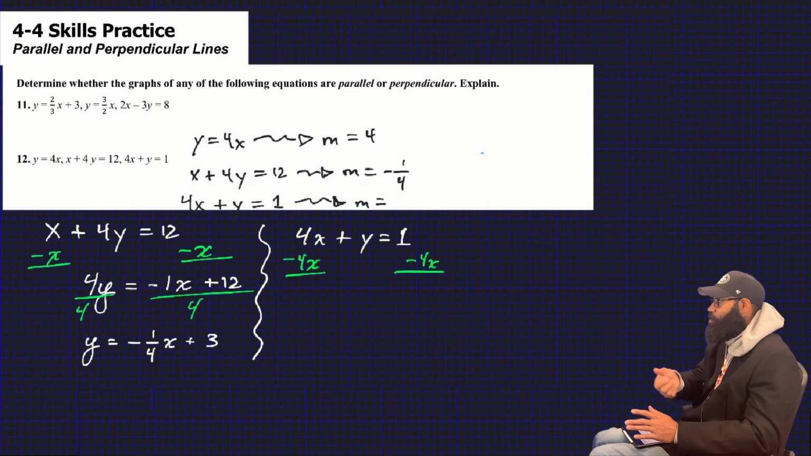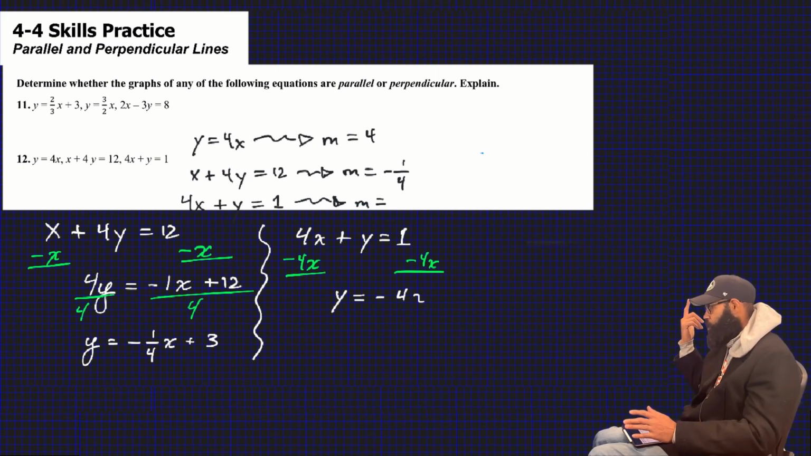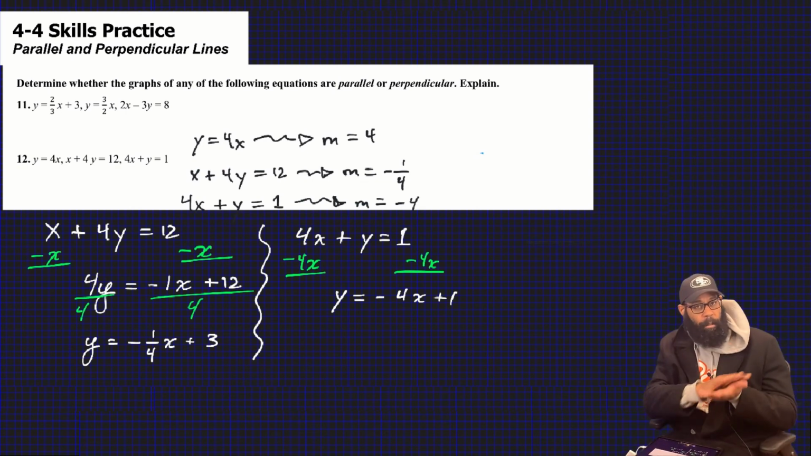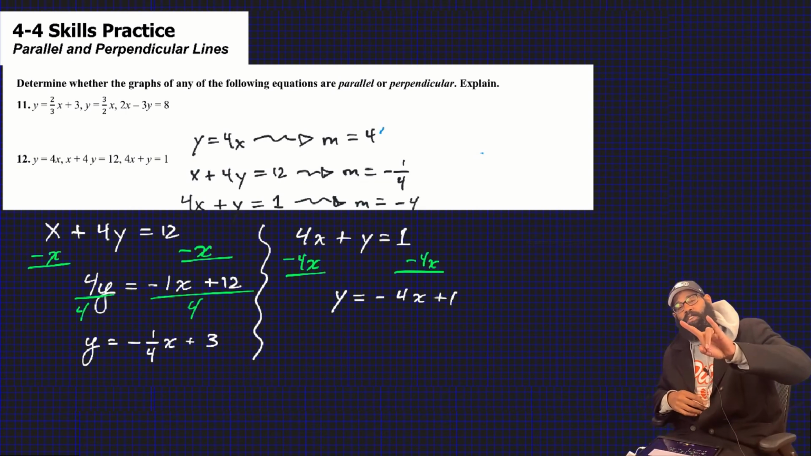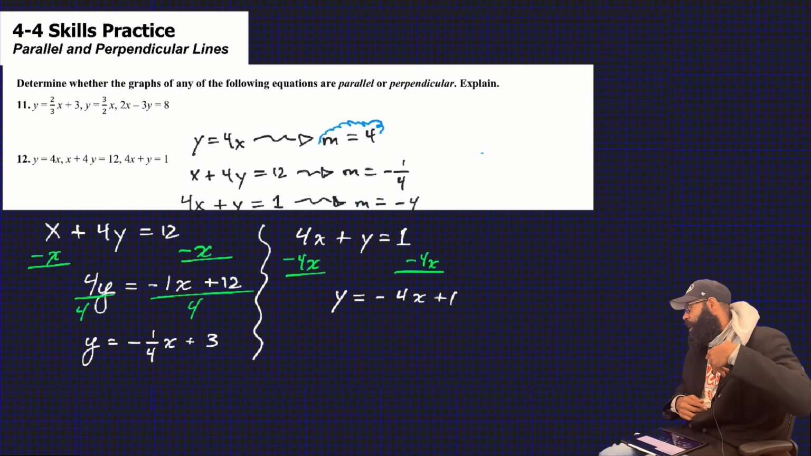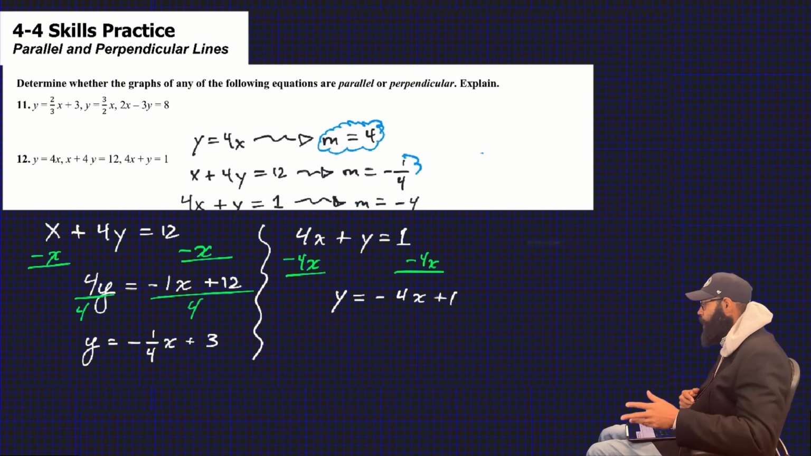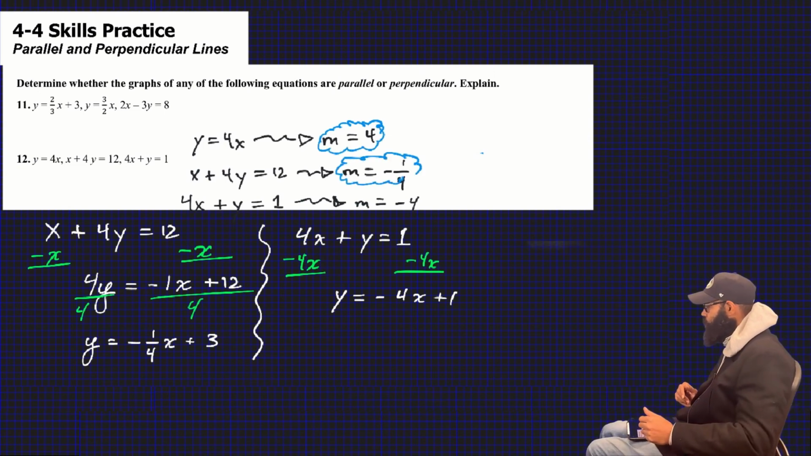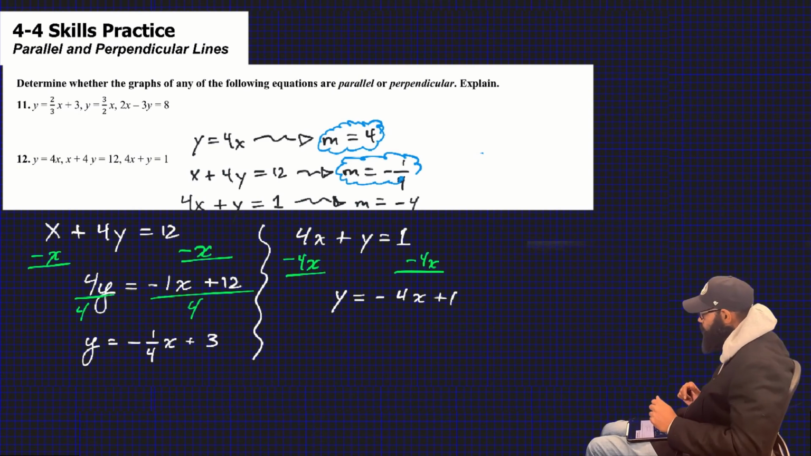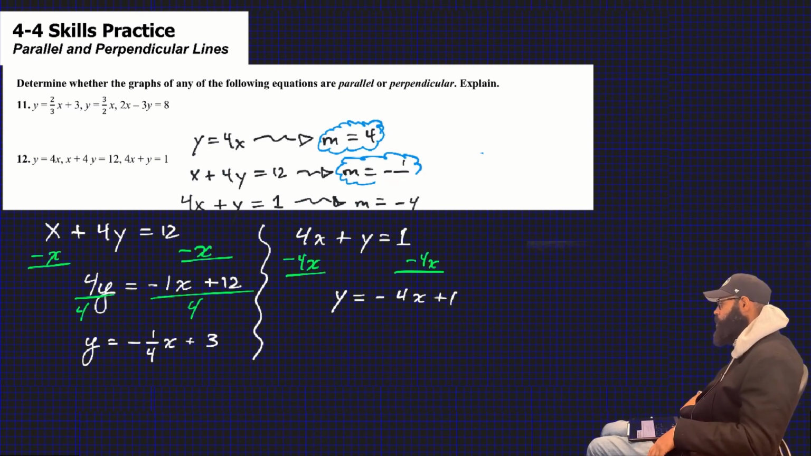So as soon as you move the x term, you're done. Y equals negative 4x plus 1. You don't have to divide by the coefficient of y. You can just boom, bang, pound. So there's a two-step in solving for y and one step in solving for y. Again, another skill you need. But what we recognize and notice is those two are negative reciprocals of each other.